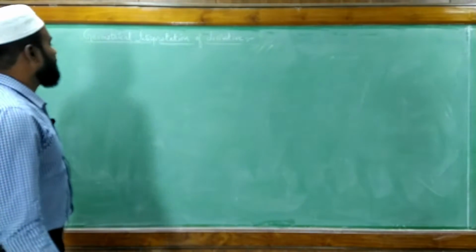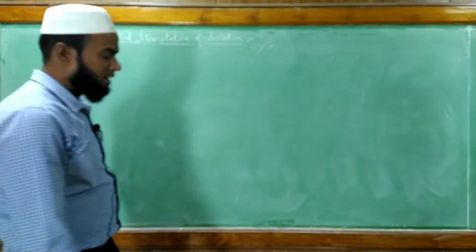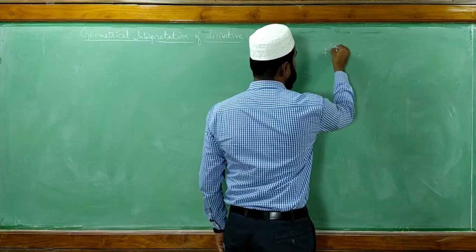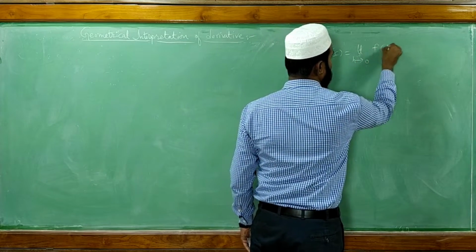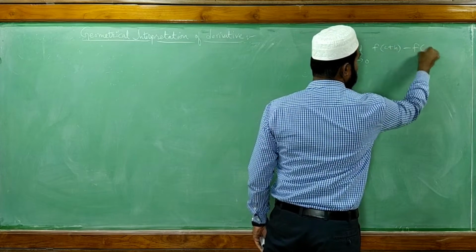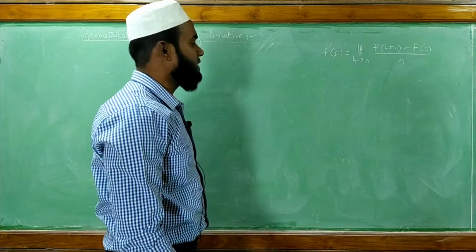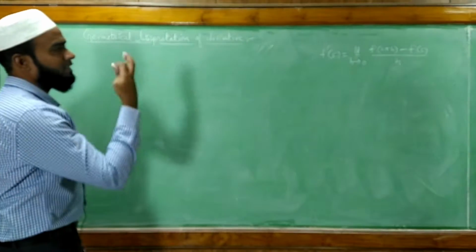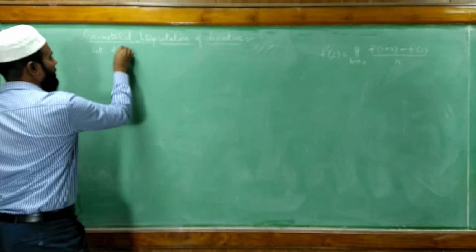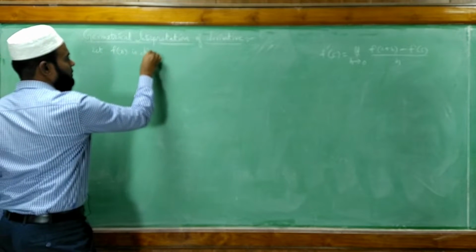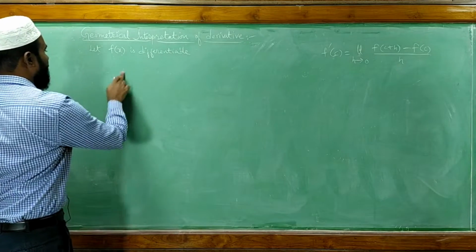Okay students, next topic is geometrical interpretation of derivative. Just now we have seen the definition, that is f dash of c is given by limit h goes to 0, f of c plus h minus f of c by h. This is the definition of derivative at a point c. Just now we have seen this. Now we will understand what is the meaning of that geometrically. So I am considering let f of x is differentiable. Now let us consider the graph of the function f of x.